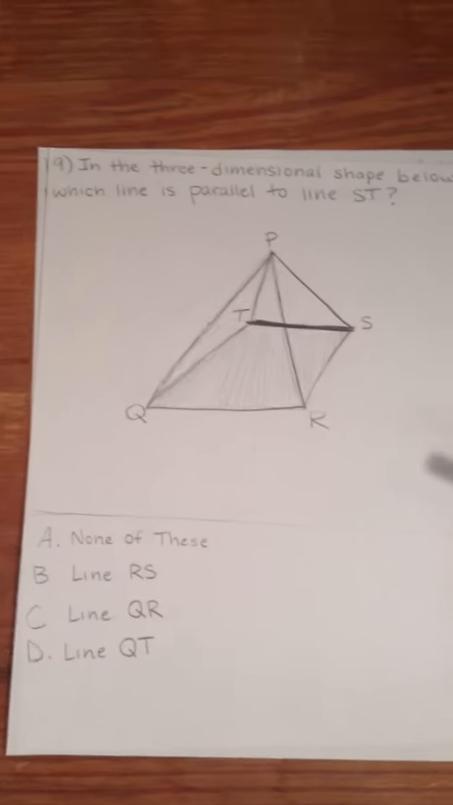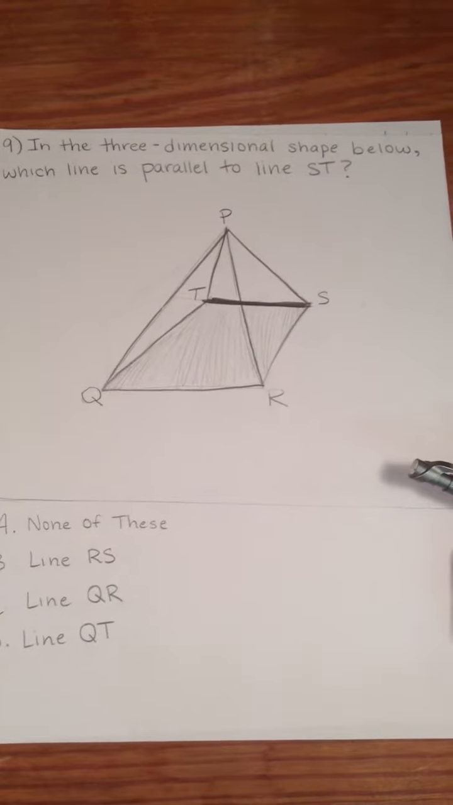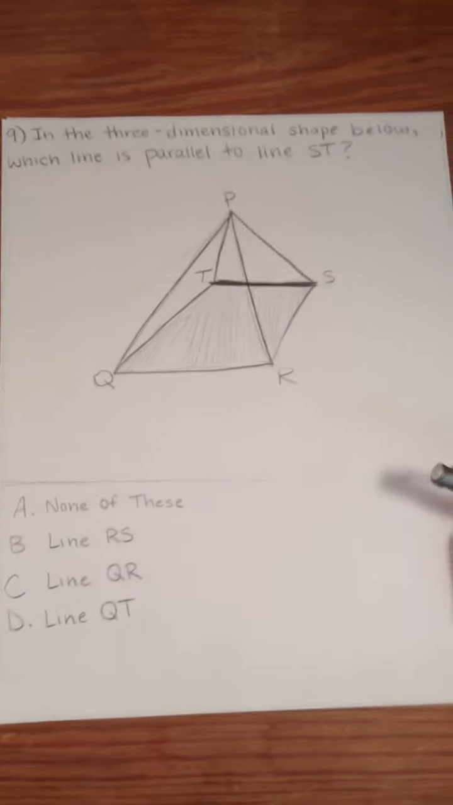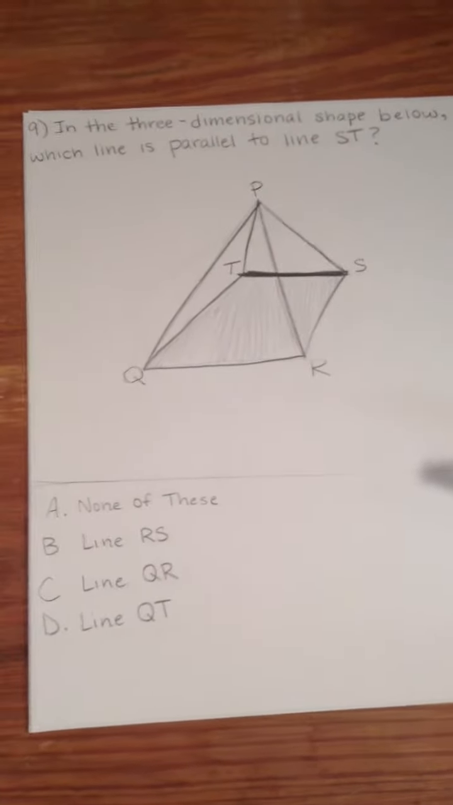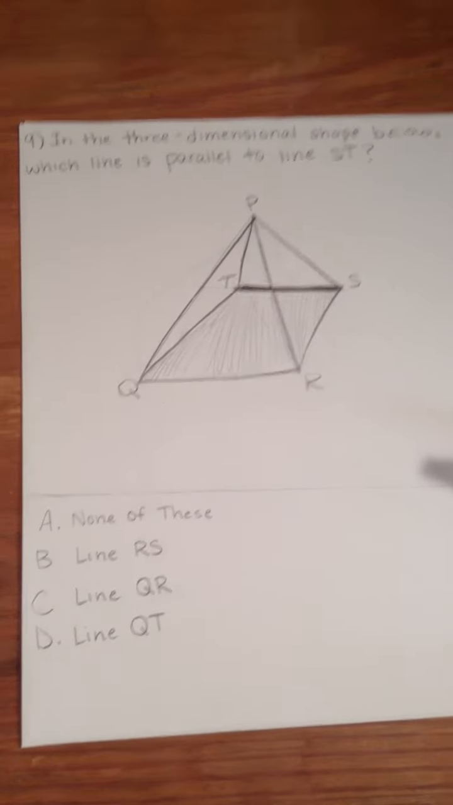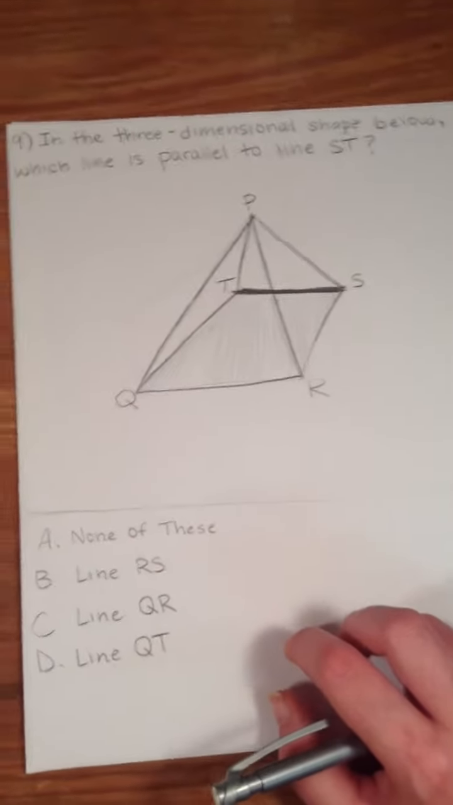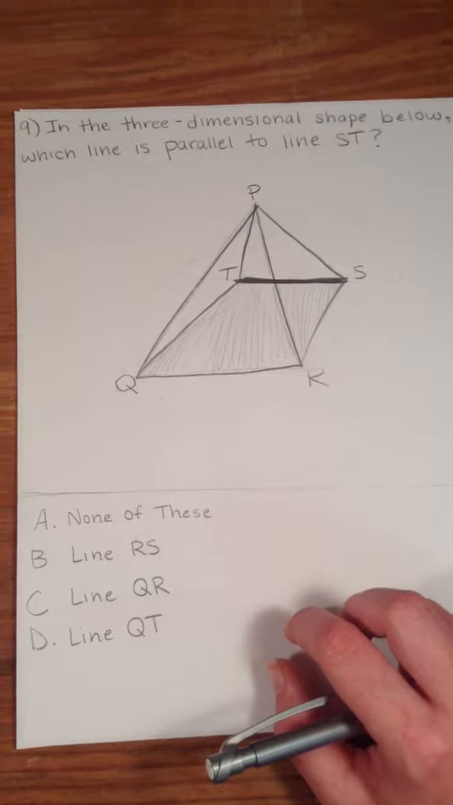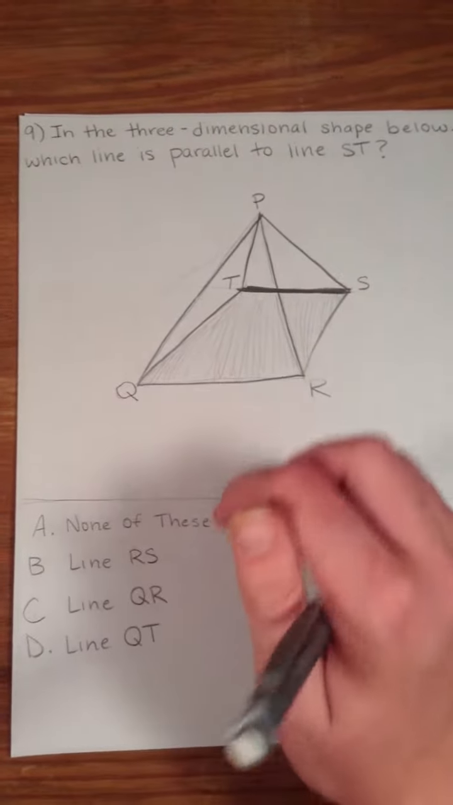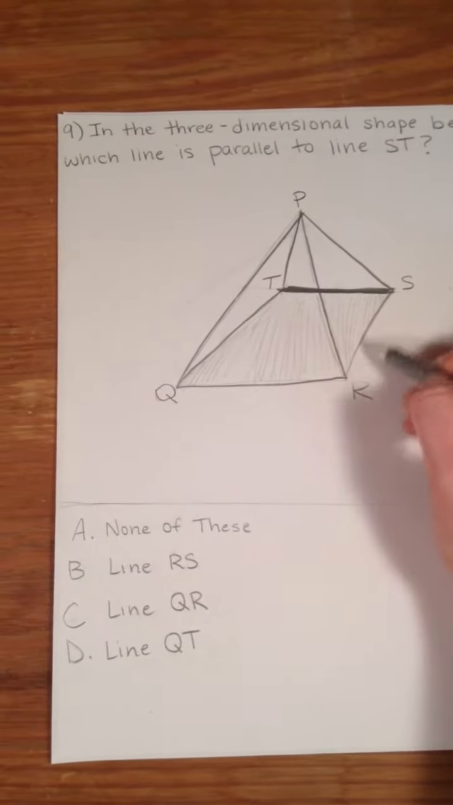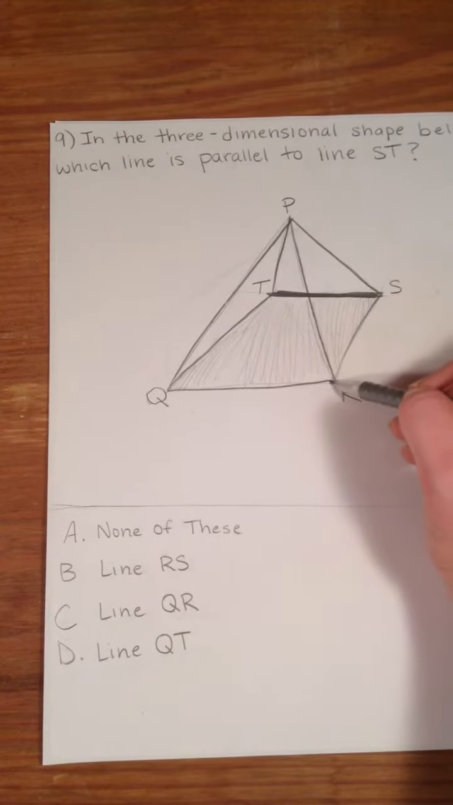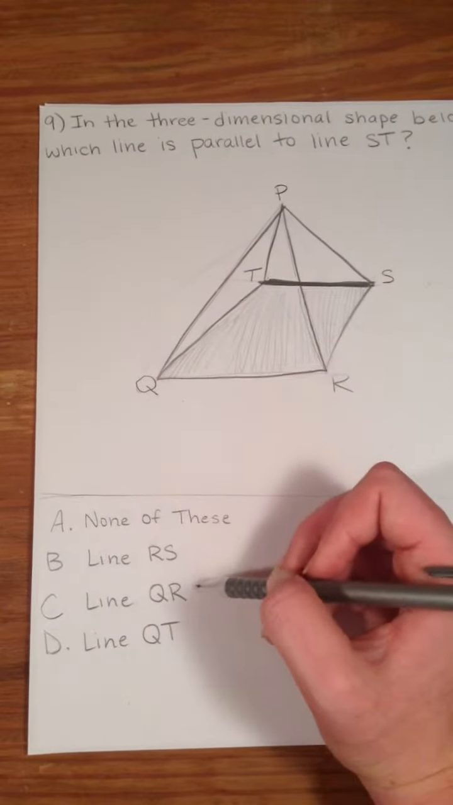Number 9. In the three-dimensional shape below, which line is parallel to line ST? Our first choice says none of these. To figure out if that's the answer, we'll have to look at our other 3 choices. Choice B is line RS. RS is right over here. We'll see that it's touching ST, and to be parallel, they can't be touching.